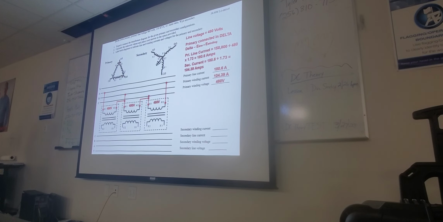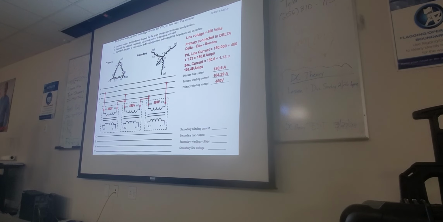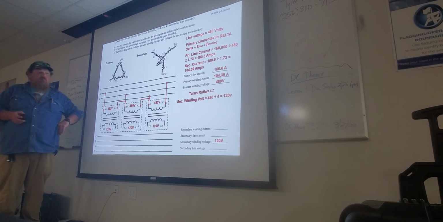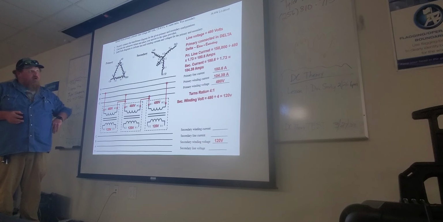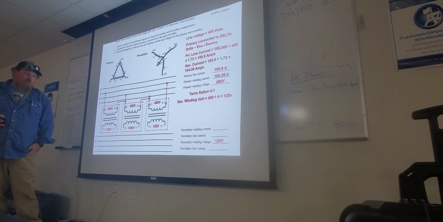is for our winding voltage. Okay? So, what is our primary winding voltage? 120. Primary. 480. Alright, so that turns ratio 4 to 1. Our secondary winding voltage is going to equal our primary winding voltage divided by 4. So in our Y secondary, we have a winding voltage of 120 volts.